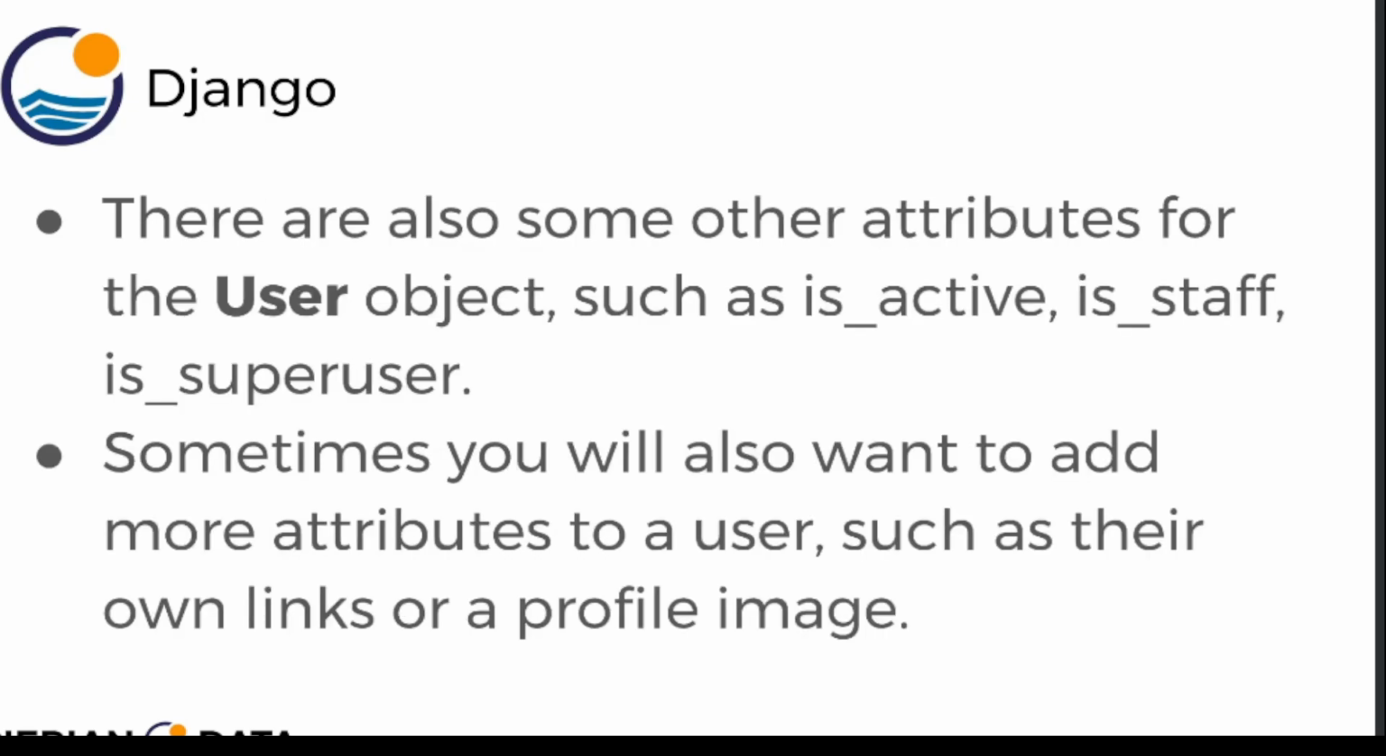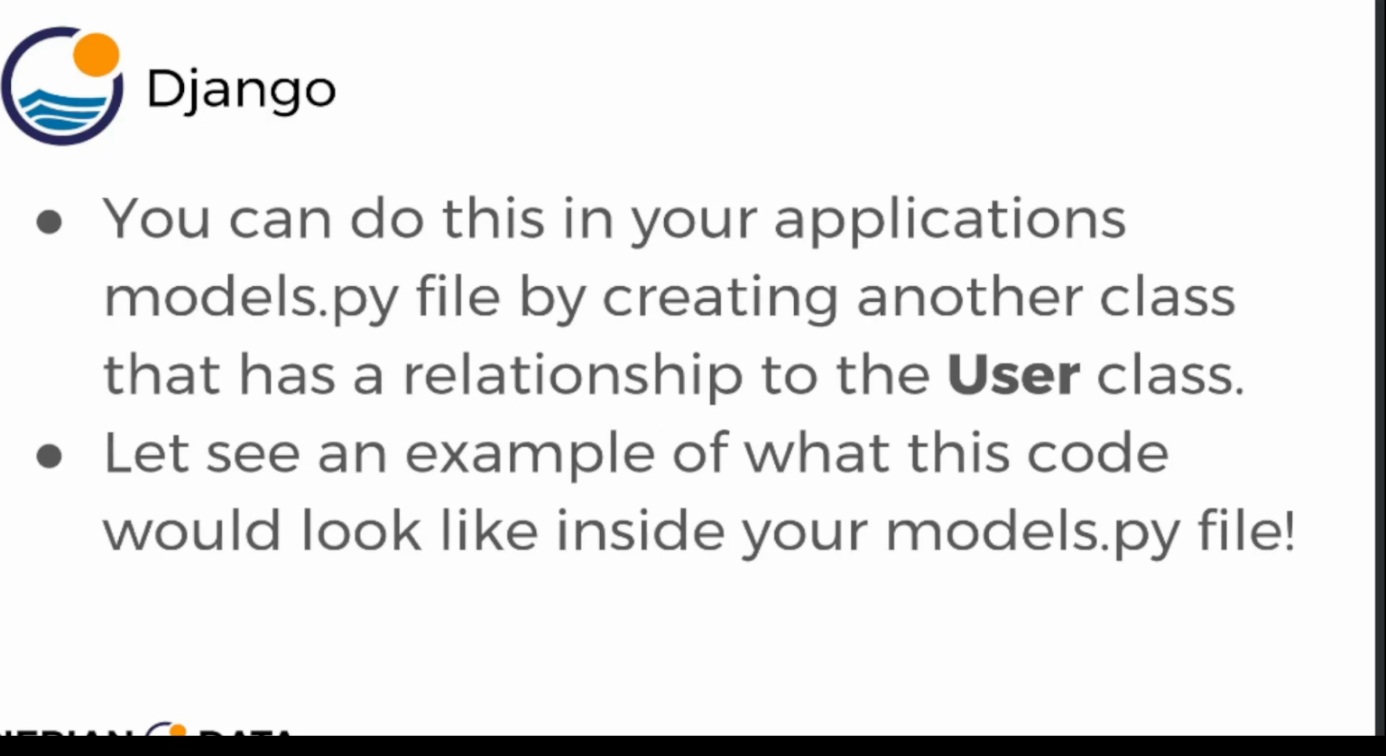The first name and the last name, and there are also some other attributes for the user object, such as is it active, is it staff, is it superuser. Sometimes you will also want to add more attributes to user, such as their own links or profile image, etc. You can do this in your application models.py file by creating another class that has a relationship to the user class. So let's see an actual example of what this code would look like.